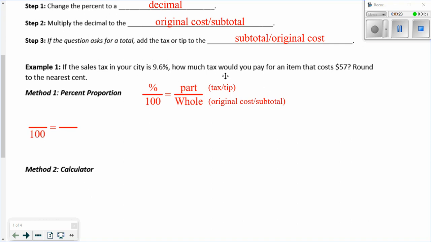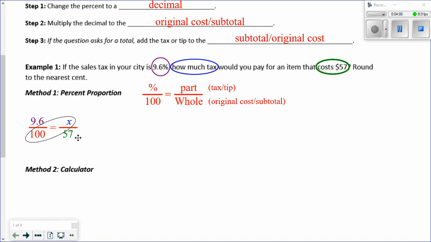So now I'm going to go ahead and fill it in. Well, sales tax is 9.6%, so I have a percentage. They're asking how much is tax, so that's the part. And it says it costs $57, so that's the original cost. So I can fill in those numbers here. So 9.6 would go over 100. The X would be my part. Oh, there. Things are showing up early. The X would be the part because they're asking how much tax, so they don't know. And then the whole amount is the $57 that the item costs.